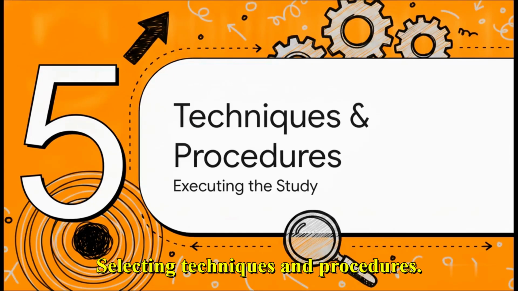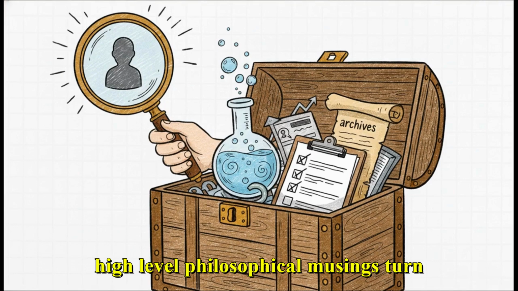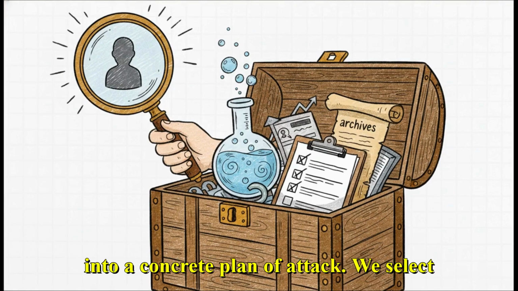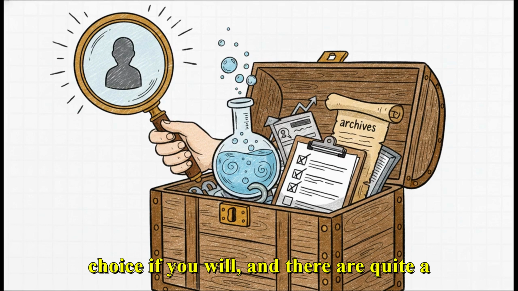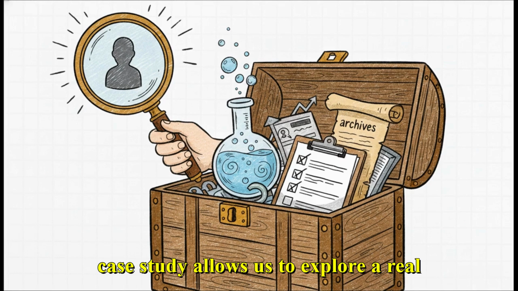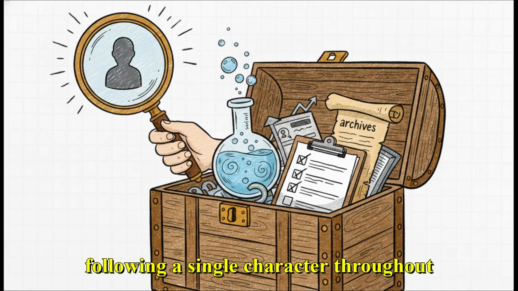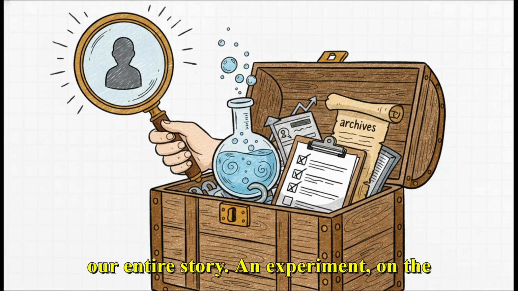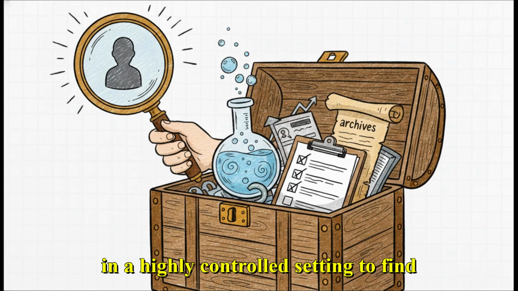Chapter 5. Selecting Techniques and Procedures. Now things get really exciting. Here, our high-level philosophical musings turn into a concrete plan of attack. We select our specific strategy, our weapon of choice, if you will. And there are quite a few brilliant options in the armory. A case study allows us to explore a real-life context very deeply, almost like following a single character throughout our entire story. An experiment, on the other hand, lets us manipulate variables in a highly controlled setting to find exact cause and effect.